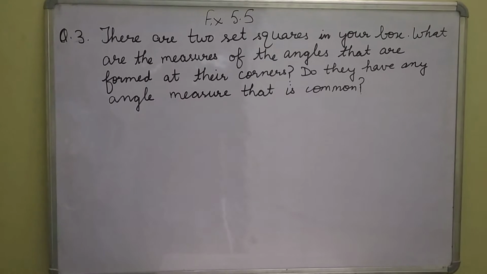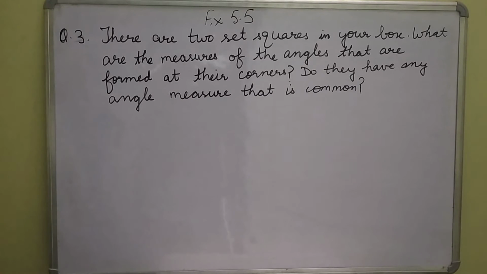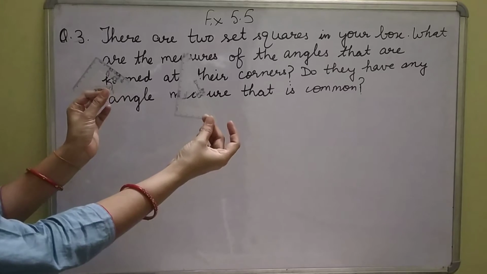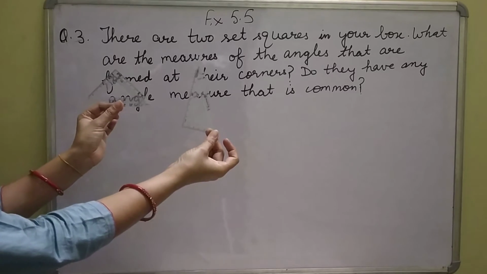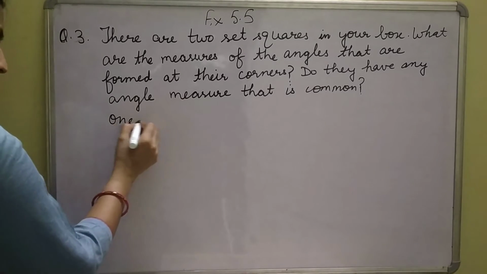Our question number 3 is, there are 2 set squares in your box. In your geometry box you have your set squares. What are the measures of the angles formed at their corners? Do they have any angle measures that are common? First of all, what do we mean by set squares? These 2 things you have in your geometry box are your set squares. So what are the measures of these set squares?